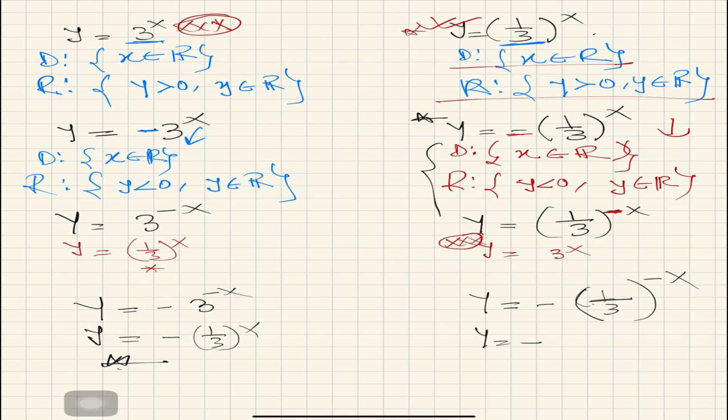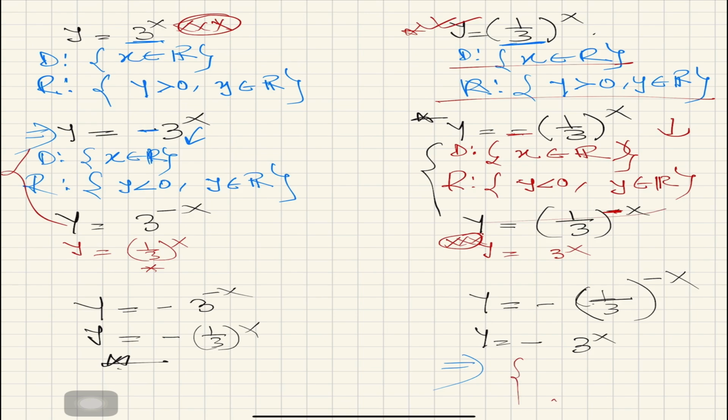Now for this one, let's just retract it. For this one, it's going to be 3 power x. And we have it exactly here. So this one will have the same answer as this. This will be the answer for this one too. Okay. Hope all of you guys got it.